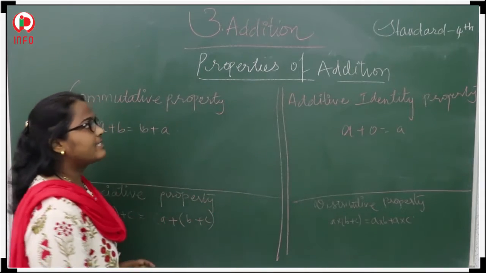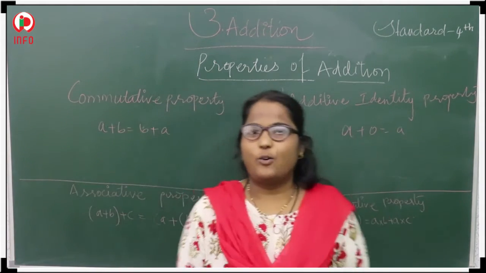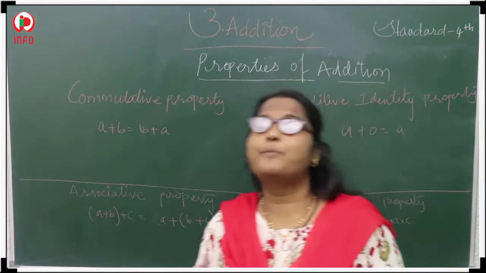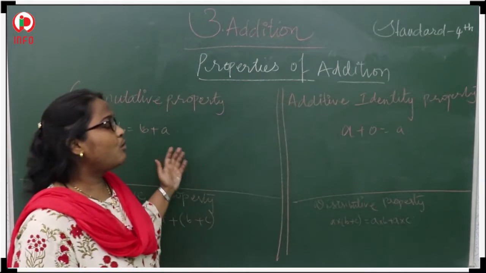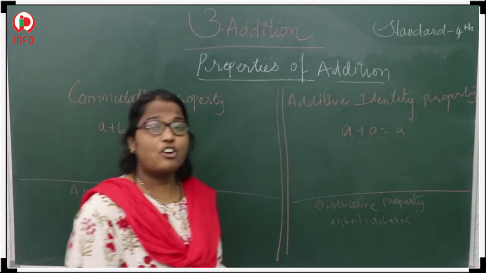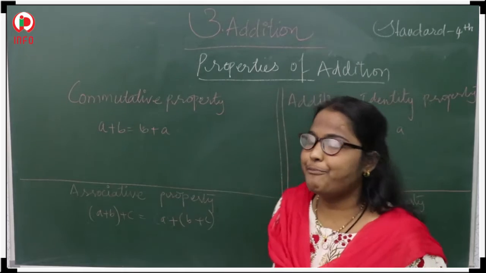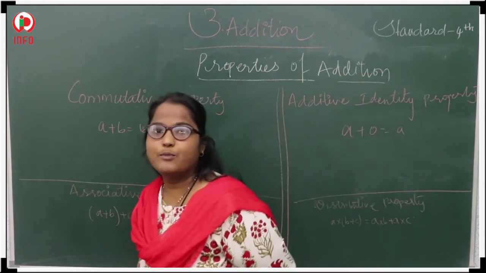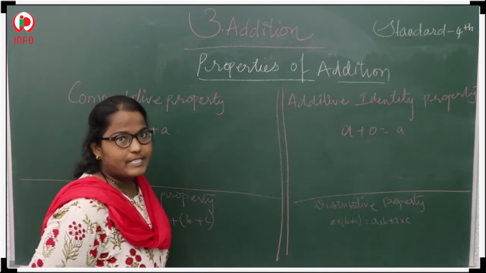Alright. As we were discussing, we'll now see the properties of addition. How many properties of addition do we have? Children, we have 4 types of properties. The first one is the commutative property.